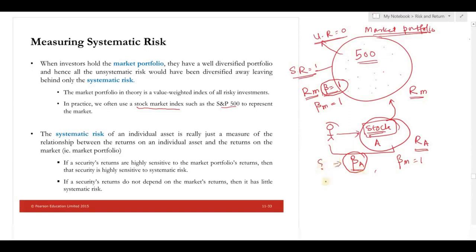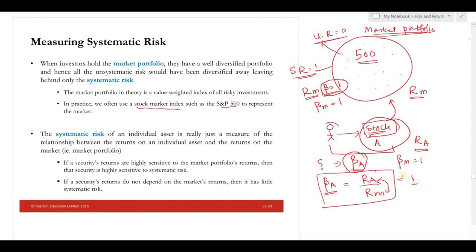Basically, the beta of this stock is equal to the return of stock A divided by the return of the market. The movement of stock A's returns with the market return is called the beta. So beta of A, or the sensitivity or the systematic risk of stock A, is equal to the return of A divided by the return of the market. If the stock's returns are highly sensitive to the market portfolio returns, and the answer is equal to 1, we can say that the return of stock A is equal to the return of the market portfolio.